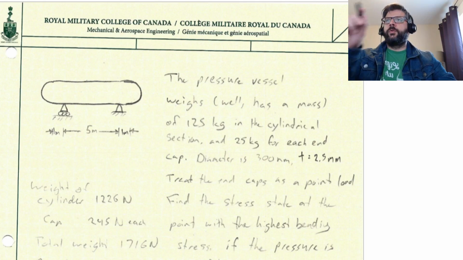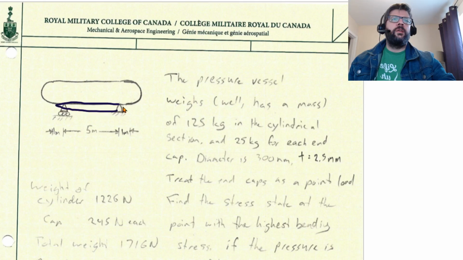It's got a pair of supports here. That's 5 meters between them, and then there's basically an overhang of 1 meter on either side until you get to where the caps are applied. Diameter is 300 millimeters. Thickness of the pressure vessel wall is 2.5 millimeters.